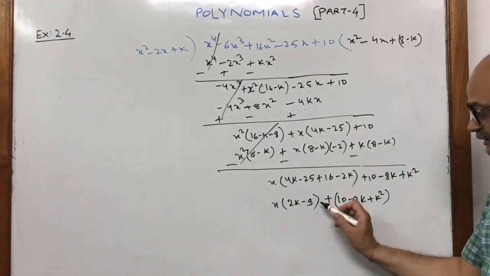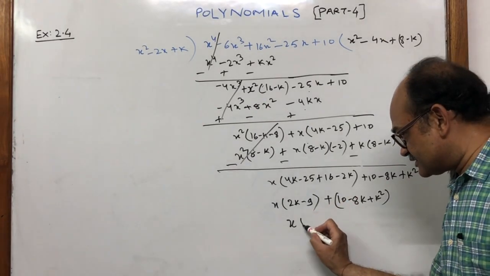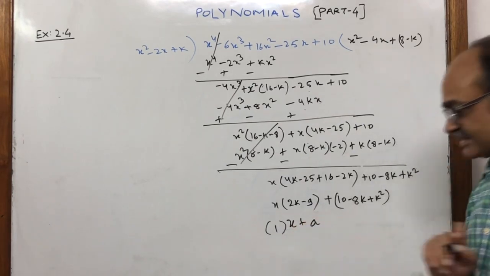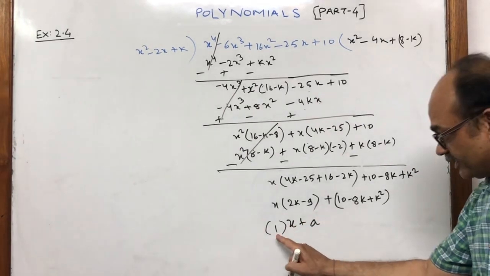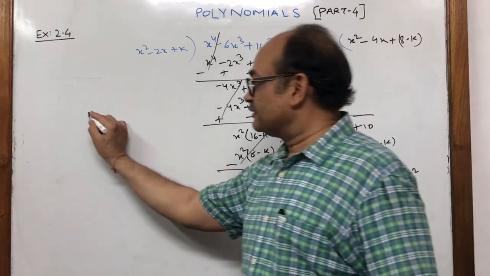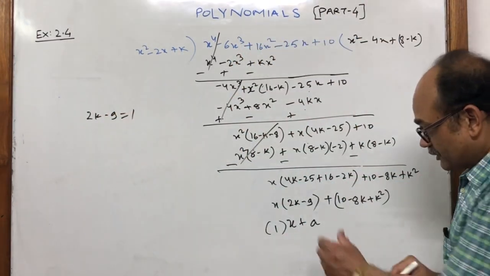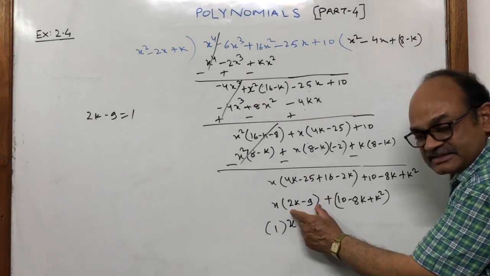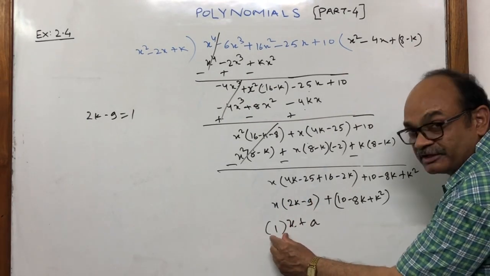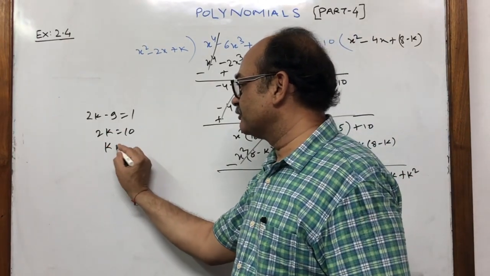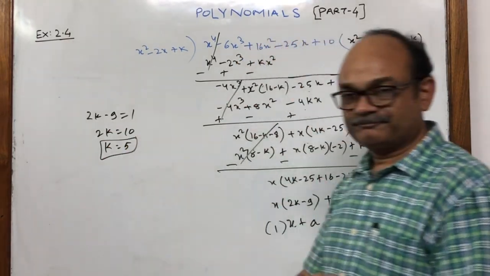Question is, they know that this answer must be x plus a. It means what is the coefficient of x? 1. So 1 is nothing but 2k minus 9. 2k minus 9 is nothing but 1. वापस देखो, x के साथ कौन है? 2k minus 9. Here x only 1. Compare, 2k equals to 10. So k equals to 5.